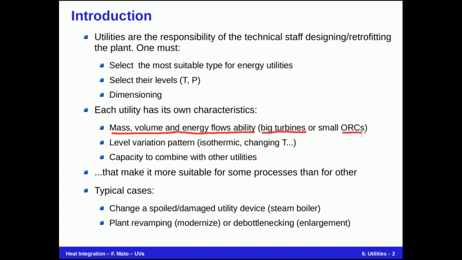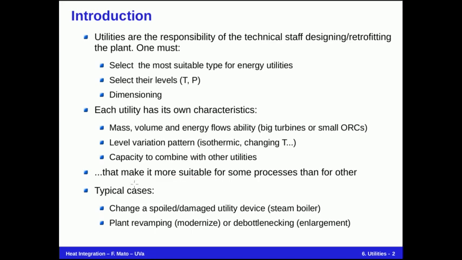Each type of utility also has its level variation pattern. The temperature at which the heat is given can change in very different ways. It can be isothermic or with a sensible heat changing temperature. And it's also different, the capacity to combine with other utilities when several are needed. These differences make some types of utility more suitable for some processes or for others.